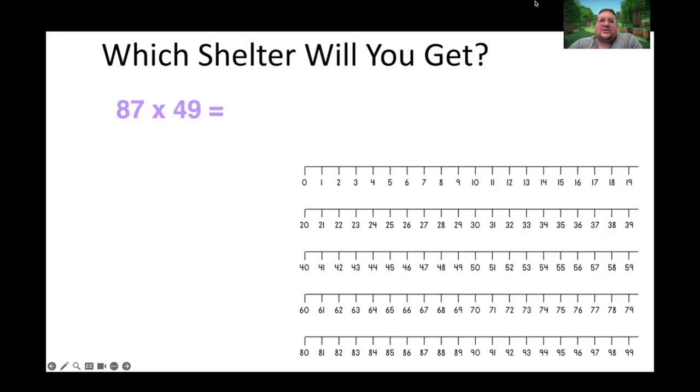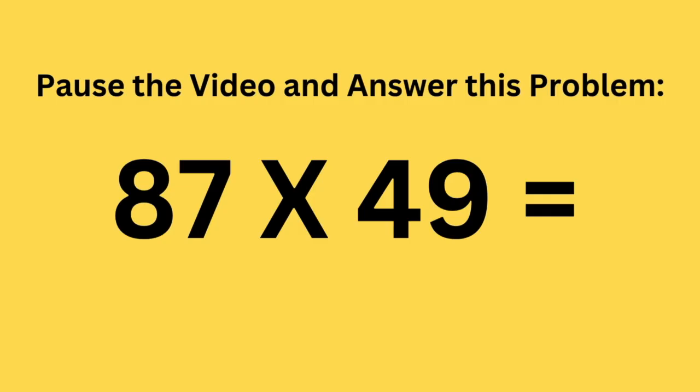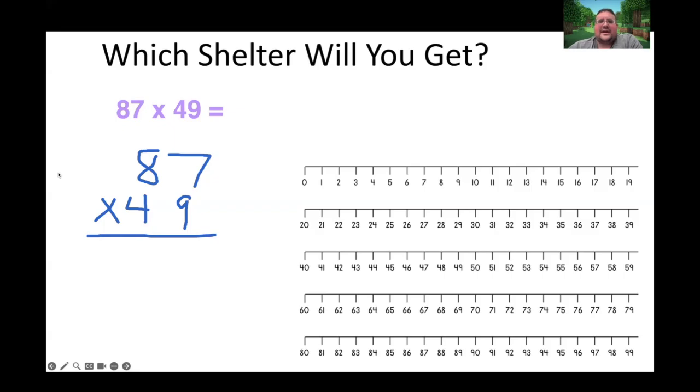All right, we need to figure out which shelter you're going to get. And the only way we can do that is by answering this multiplication problem, 87 times 49. Pause the video, answer it, and when you come back, we'll go over it, and we'll figure out which shelter you're going to earn. All right, you should have your answer written down. Let's do it together. We're going to start off first with 9 times 7.